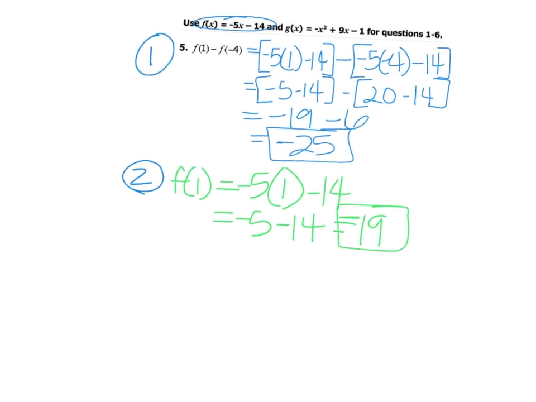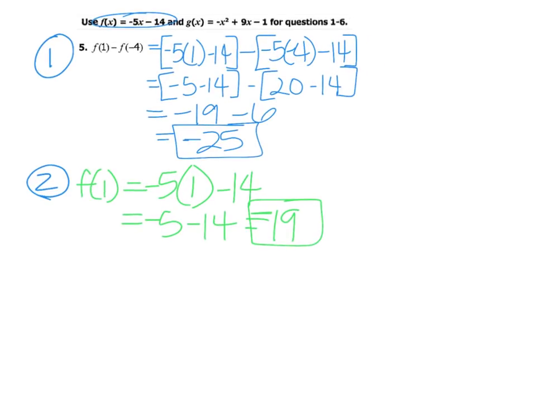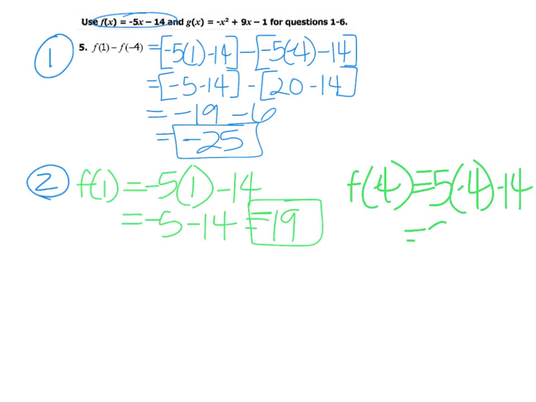Then we would solve for f of negative 4. So f of negative 4. Every time we see an x, we plug in a negative 4. So negative 5 times negative 4 minus 14. So negative 5 times negative 4 gives us positive 20 minus 14 equals 6.